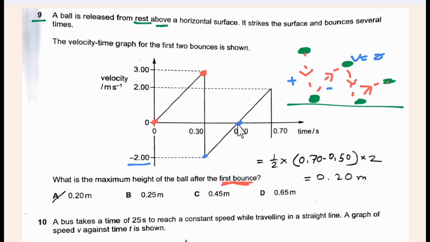So from this point to this point we need to determine the maximum height. The area under the velocity time graph gives the displacement, that is this area. So area would be half into base into height, and the height is 2 and the base is 0.50 minus 0.30. So the answer we get is 0.20 meter, that is A.